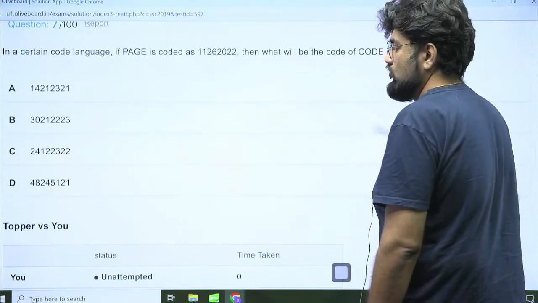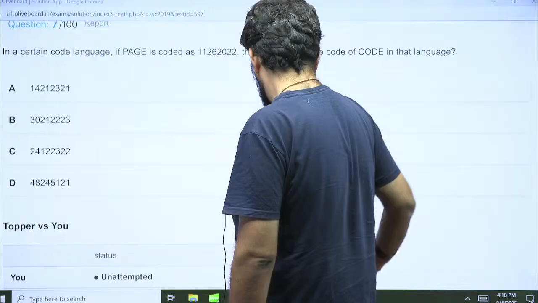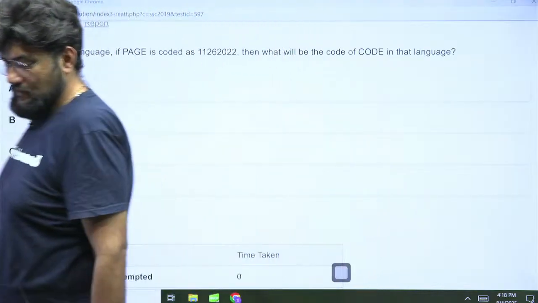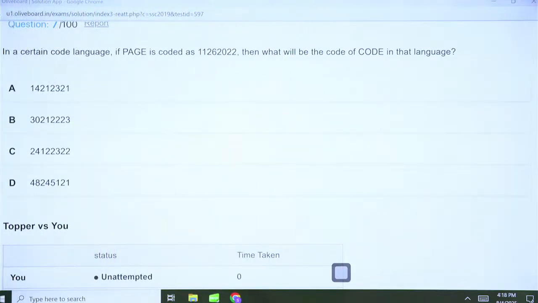Coding, decoding, another question. Your influencer, good evening.